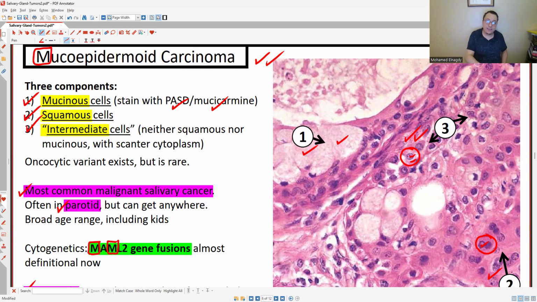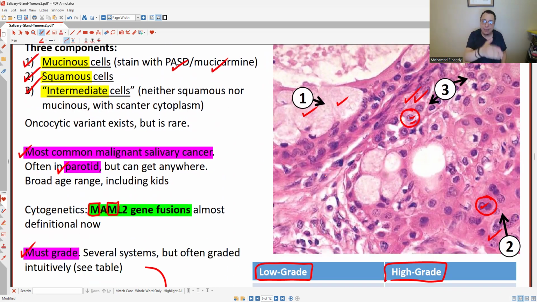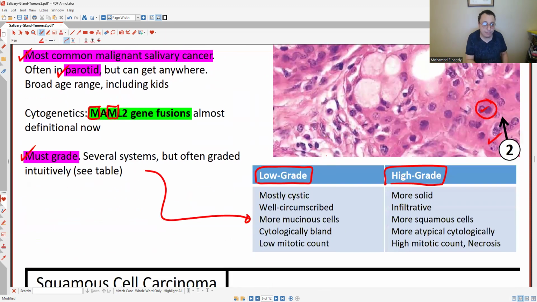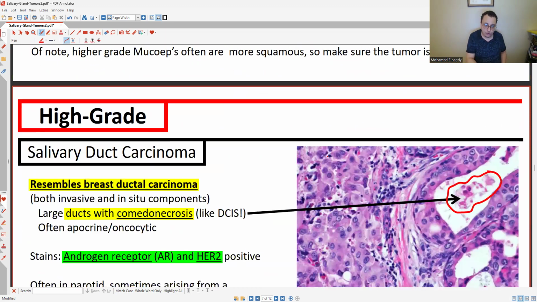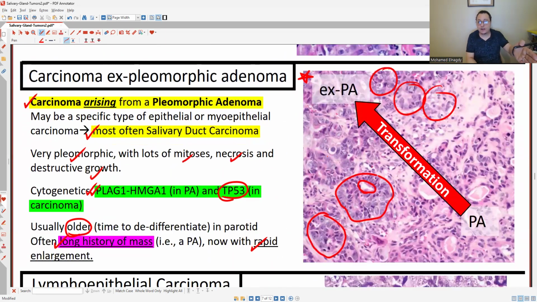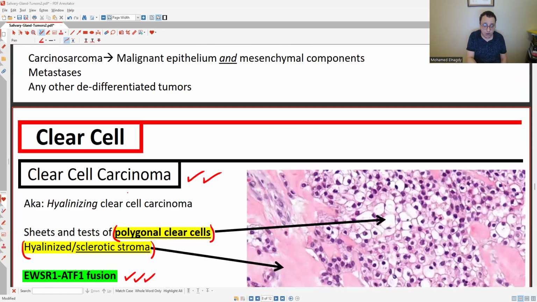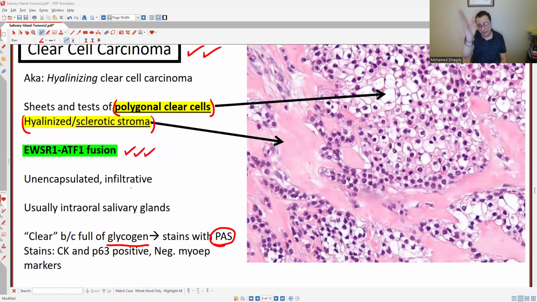mucoepidermoid, intermediate cells, MAML2, which is MAML2 gene fusion. And then in the high grade, we have the carcinoma ex pleomorphic adenoma. Remember, it has the background from the pleomorphic adenoma with a de novo TP53 mutation, which makes it aggressive, and have a malignant component, which is usually salivary ductal carcinoma. And the clear cell carcinoma finally.